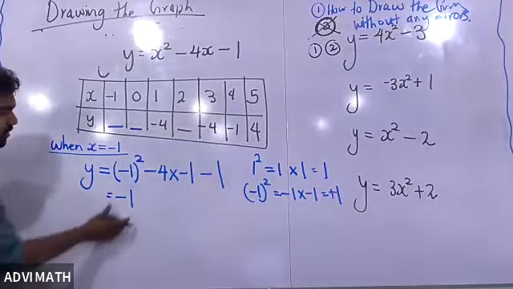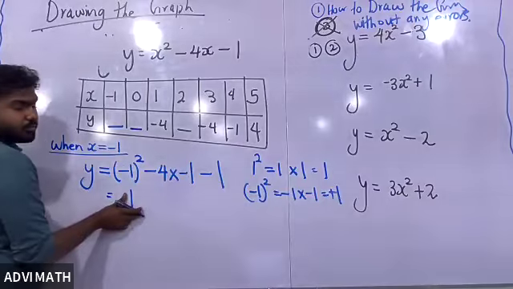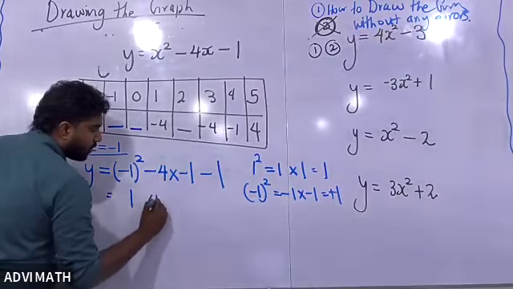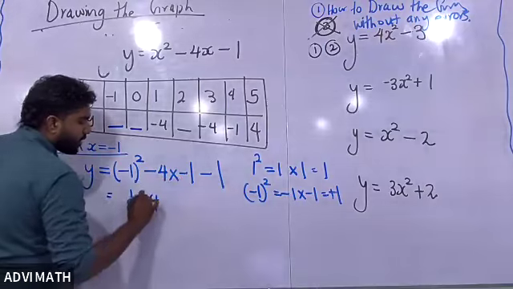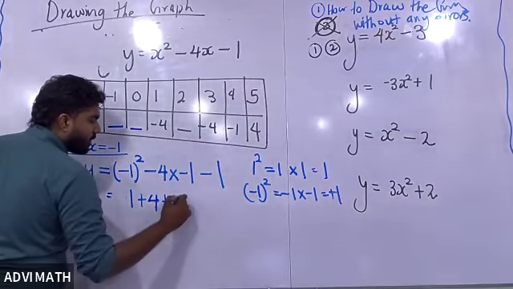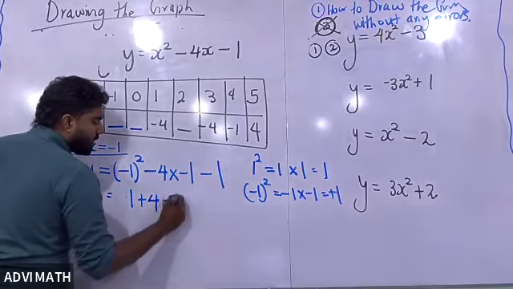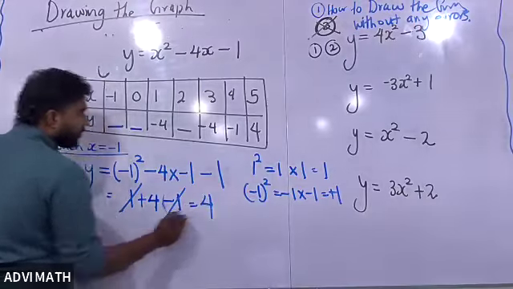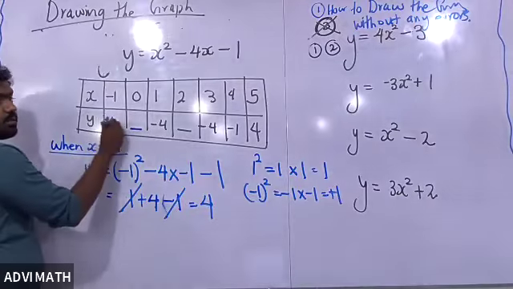So the answer is not minus 1, it is plus 1. 4 into 1? 4. Minus into minus? Plus. And then I have a minus 1 here. Plus 1 and minus 1 get cancelled off. What is my answer? 4 is my answer. Didn't I get that 4 there?